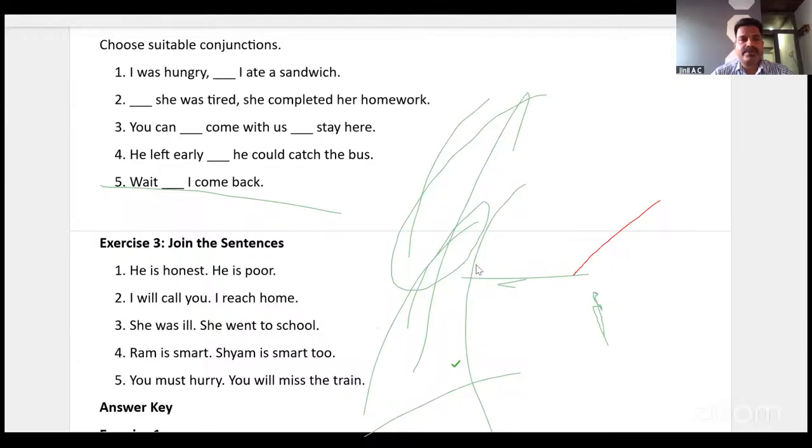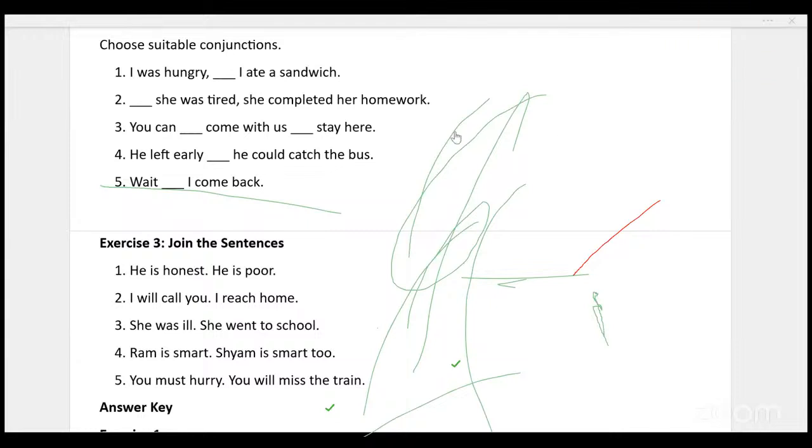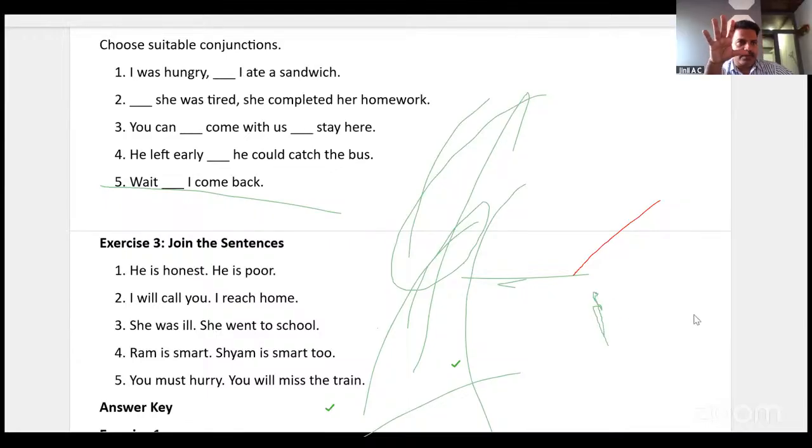Now you have an exercise. You have to do it yourself. You have to make 5 sentences of your own. They may be complex sentences. Everybody, please mute yourself. In every sentence, minimum one conjunction should be there. And those sentences should be error free. Try to make them error free. Do not simply make some sentence.